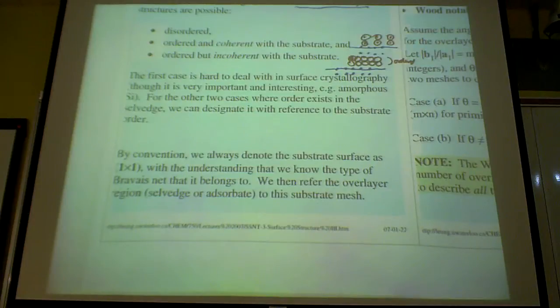And then we designate your overlayer with respect to this so-called 1x1 structure. So 1x1 is like your ideal surface, and then we construct the surface with respect to this. We refer to overlay layers as self-etch or adsorbate. Remember how we refer to this substrate mesh, or the grid that we have.